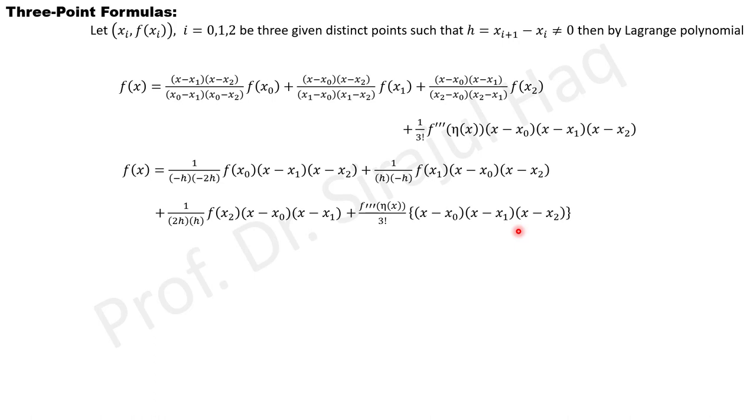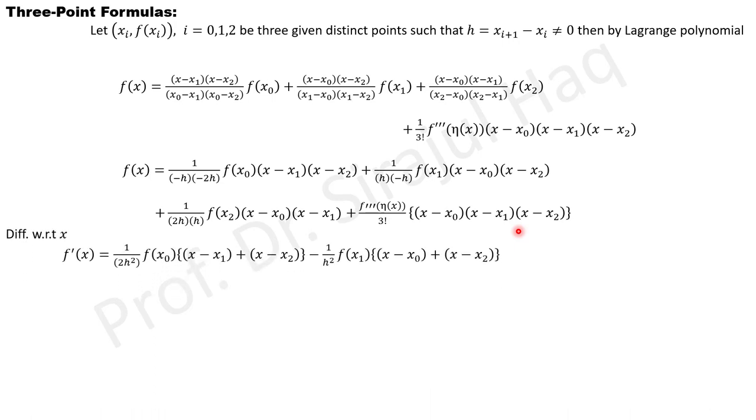So find the derivative of the function. Differentiate with respect to x. When you differentiate this with respect to x, this is the constant term. The product of two functions, so the derivative of x minus x2 is 1. So I have x minus x1 only, plus the derivative of x minus x1 is 1, so I have x minus x2 there. Similarly, this is the constant term, multiplied by the derivative of x minus x2 which is 1, so multiply by x minus x0, plus x minus x0 into x minus x2 into the derivative of x minus x0 which is 1. Similarly, this is constant. The derivative of x minus x1 is 1, so I have x minus x0, plus the derivative of x minus x0 is 1, so I have x minus x1 here.